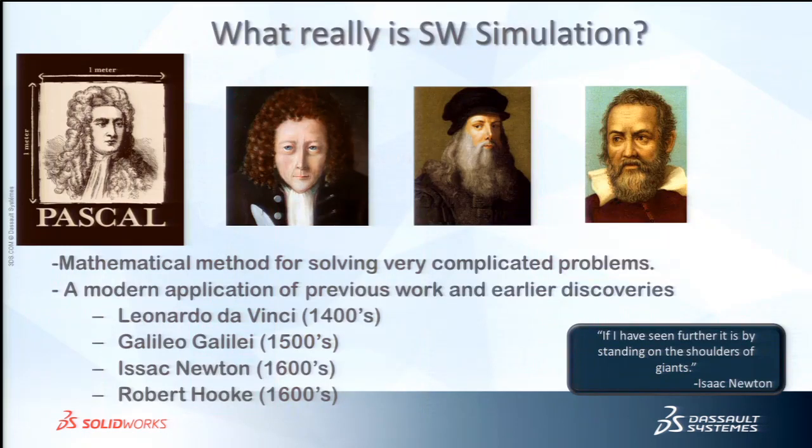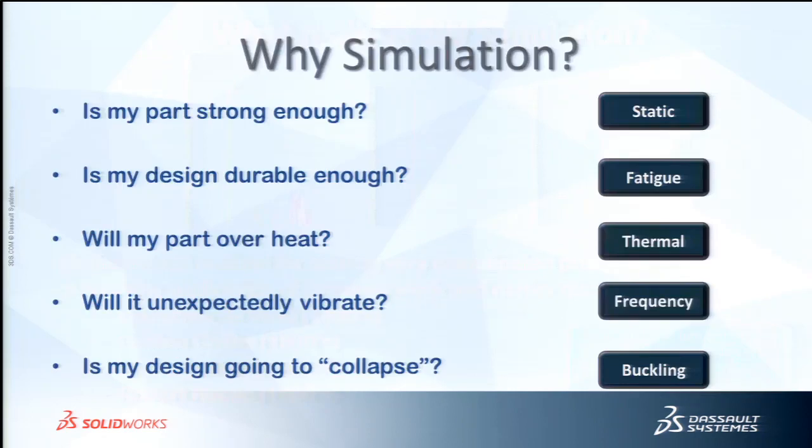It's a mathematical method for solving very complicated problems. So it's just this application of this theory that was done in the 1400s, 1500s, and 1600s by people like Robert Hooke, Galileo, Newton, and obviously on the left-hand side there, that's Newton, but he's in a square meter, so we put Pascal in there. Yes, so some guys got that joke.